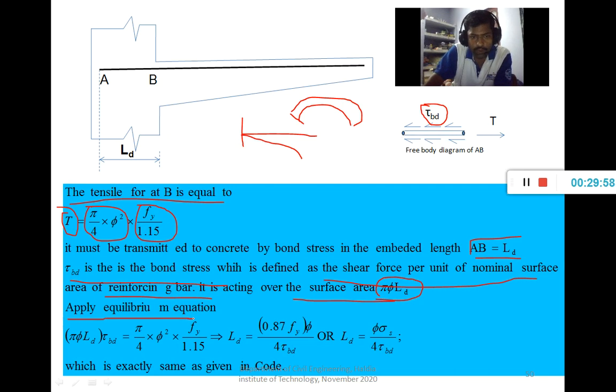Now apply the equilibrium equation. This force should be equal to that force, which is opposite: the bond stress force and the applied tensile force. From equating these two forces, we get the development length expression, 0.87 Fy into phi by 4 tau Bd, or LD is equal to phi sigma S by 4 tau Bd, which is exactly the same as given in the code.